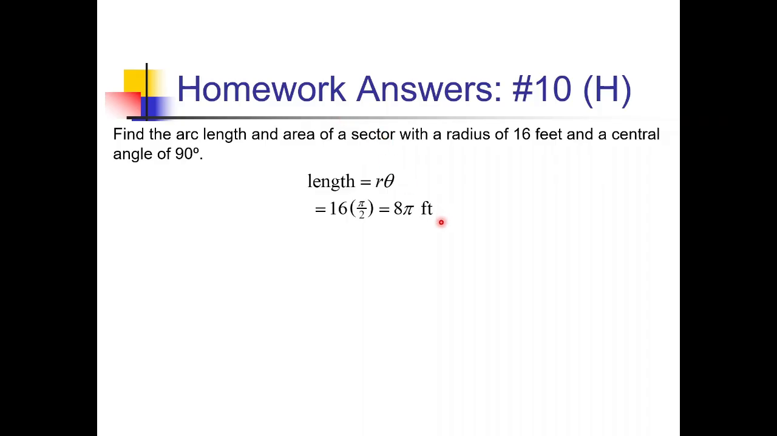Now to get the area, we have to use the formula 1/2 r squared theta. So in this case, that's 1/2 times 16 squared times our theta, which again is pi over 2. 16 squared is 256. We're essentially dividing that by 4 because we're dividing by 2 twice. 256 divided by 4, I believe, is 64, and we have a pi there. So 64 pi, and that's going to be square feet for the area.